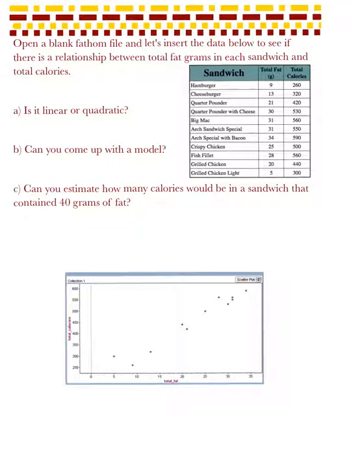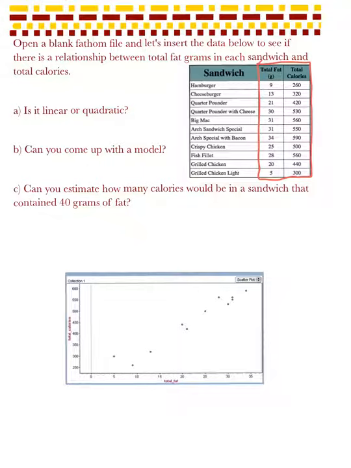All right, so here's what I want you to do next. You have a full-on Fathom problem. You're going to open a blank Fathom file and insert the data below and see if there's a relationship between the total fat grams in each sandwich and the total calories. So really what you're going to be putting into Fathom is this information here. You're going to take a look, decide if it's linear or quadratic, come up with a model, and then use your model to estimate how many calories would be in a sandwich that contained 40 grams of fat. So go ahead and take some time to put that in Fathom, make a scatter plot, which you actually have right down here. Pause the video while you do that, and then we'll come back and talk about it.